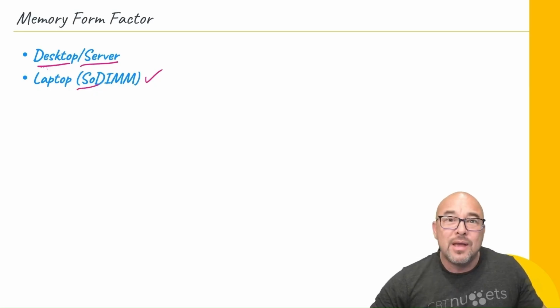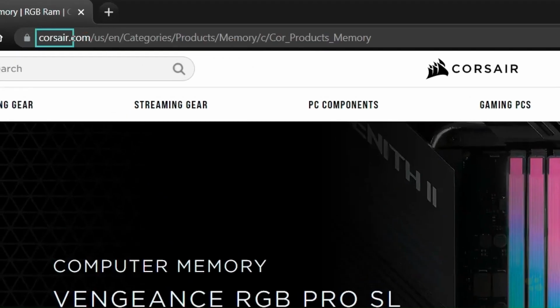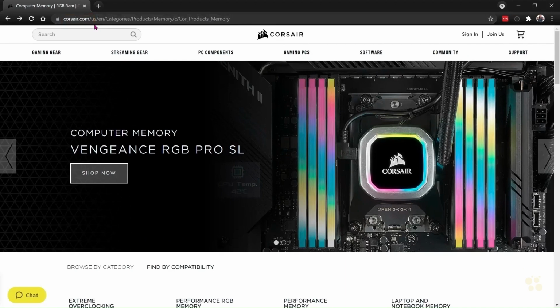But let's go ahead and take a look at how some of this looks now. And for that, I've simply gone to Corsair's website. You can see it up here in the corner, Corsair.com. There's a number of other manufacturers as well. You could also go to Kingston Memory. You can just Google for that. Crucial.com is another one you could go to. You can Google for that as well. But it's Crucial.com. A lot of other manufacturers.